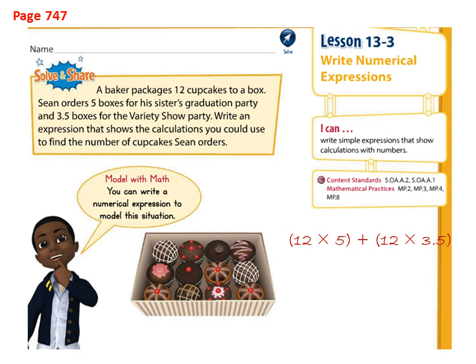Simplify now. According to the parentheses, we must multiply 12 times 5. It's 60, and multiply 12 times 3 5/10. It will be 42. So the final answer will be 102.